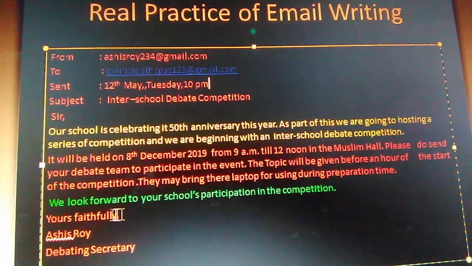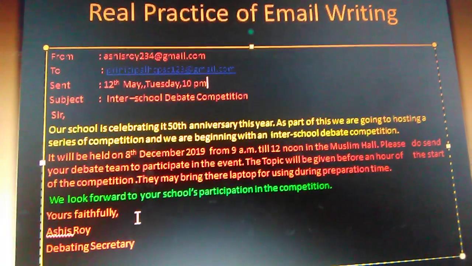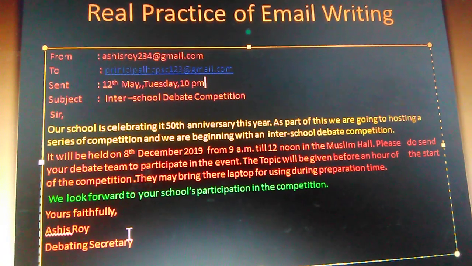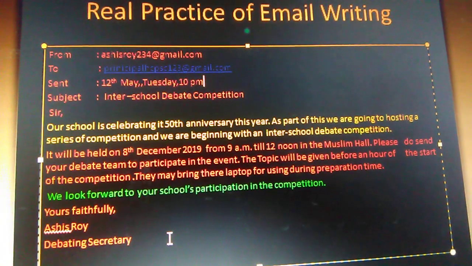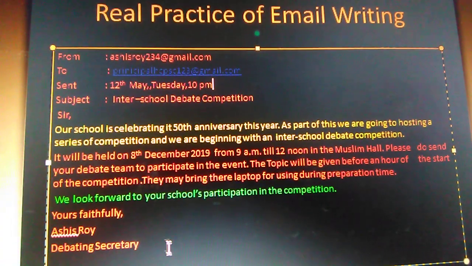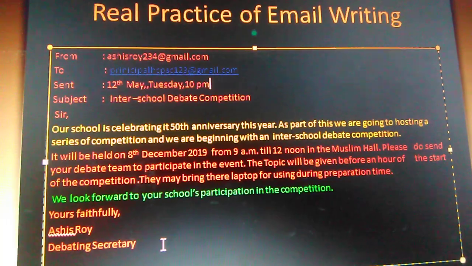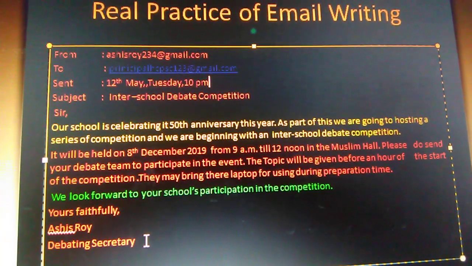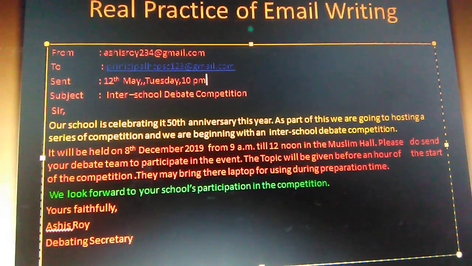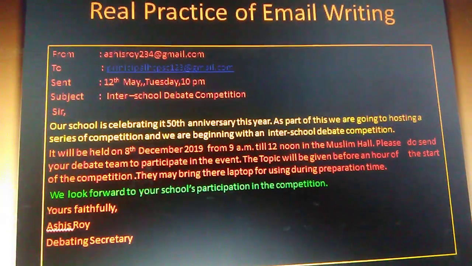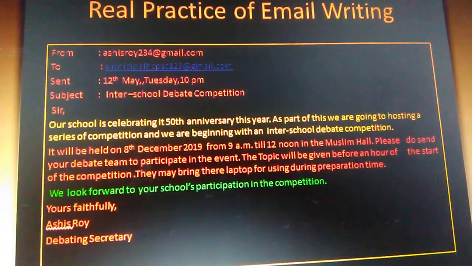Then "Yours faithfully" or "Yours sincerely", this is the subscription. Then you have to write the name and the designation. You have to write the designation when your email is formal, but when it is informal, there is no need to write the designation, because your relatives or family members know your designation.